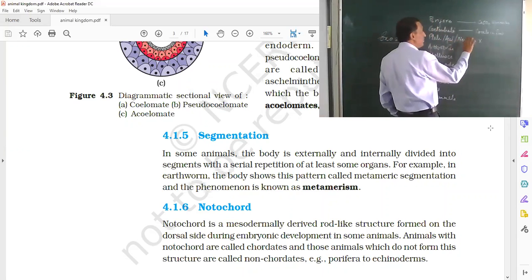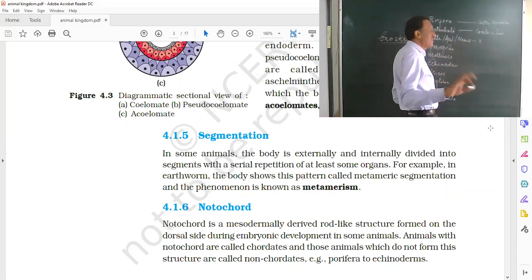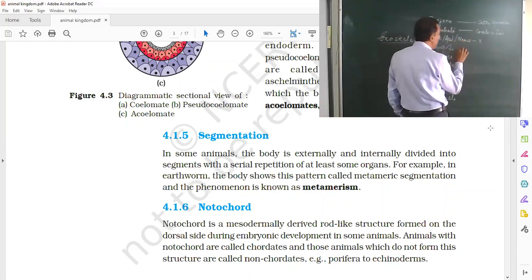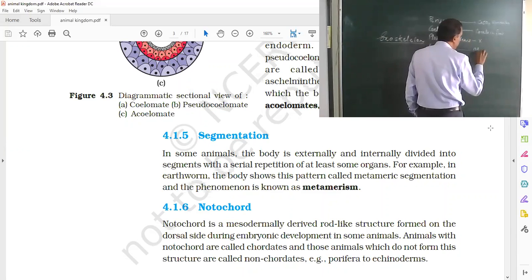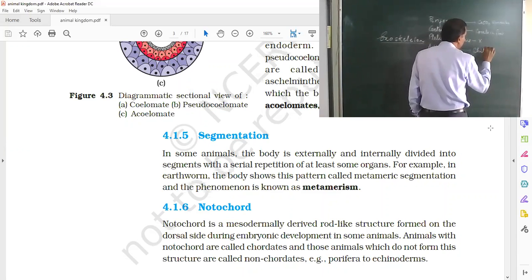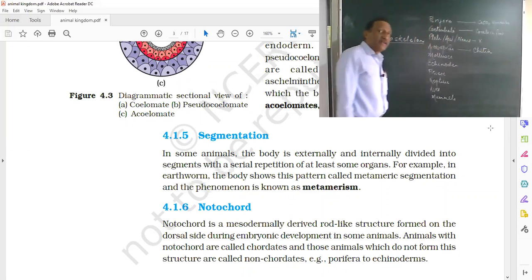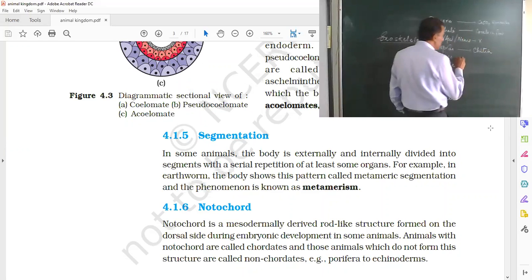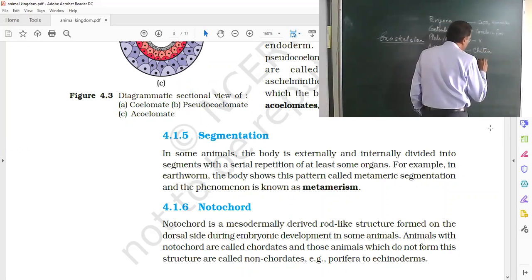Now, Platyhelminthes, Aschelminthes and Nematoda do not include any type of exoskeleton. Arthropoda will have an exoskeleton made up of chitin. The word chitin you already studied in fungi. Okay. Mollusca generally have calcium carbonate shells.